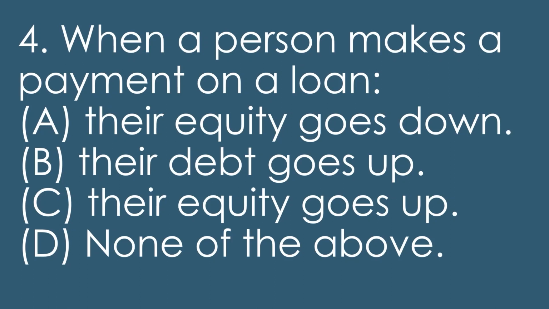So what is happening overall? Well, your debt is going to be going down. So we know B is not correct. Equity, as you remember, is the value of the home less any loans on it. So if you're decreasing the loan amount, you're then increasing your equity. So your equity goes up.